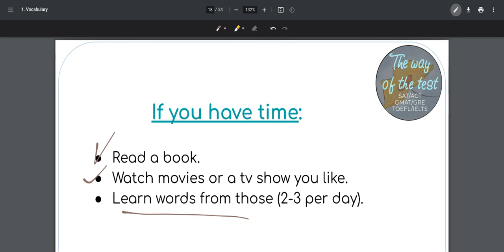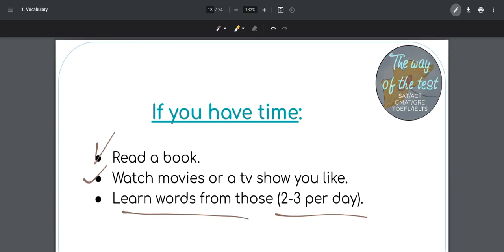Now, how many words per day? Some people say, or you can find advice on the internet that says, okay, get your flashcards and learn 50 words per day. No, you don't want to do that. You want to learn at a rate of 2 or 3 words per day, no more than that. More than that is useless for your brain. Your brain is not going to capture all the words.